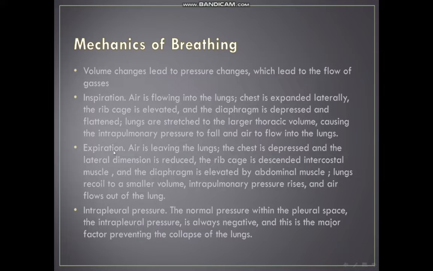the lungs. Expiration is the opposite of inspiration: air is leaving the lungs, the chest is depressed, the dimension of the rib cage is reduced, the diaphragm is elevated by abdominal muscles, and the lungs recoil to a smaller volume, the intrapulmonary pressure rises and air flows out of the lungs. Intrapleural pressure, the normal pressure within the pleural space, is always negative, and this is the major factor preventing the collapse of the lungs.